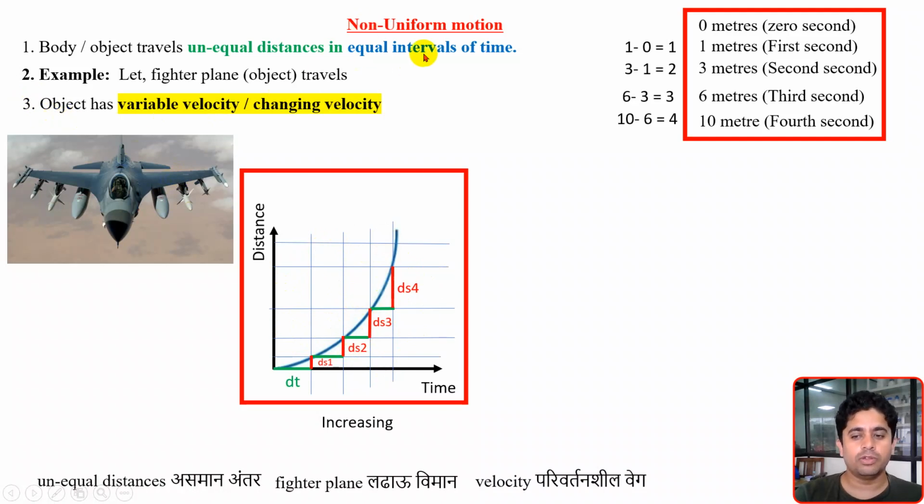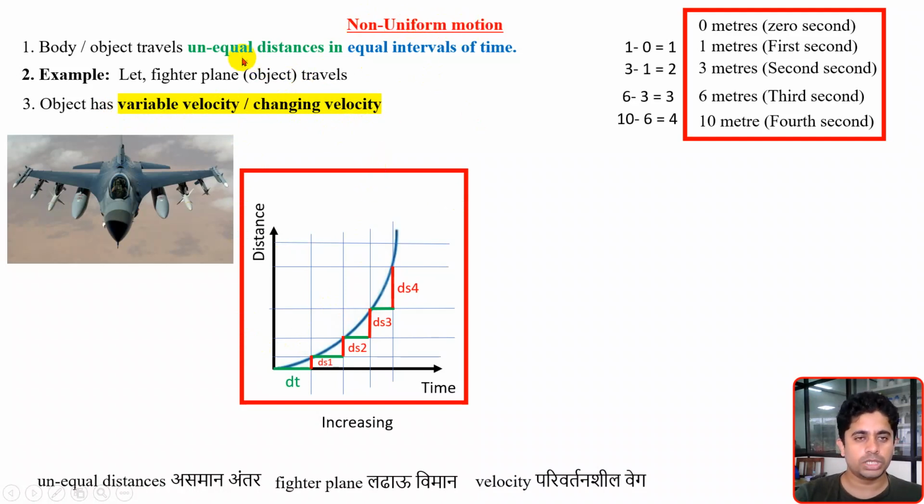One important thing about non-uniform motion is that the object has a variable or changing velocity. Here you can see 1, 2, 3, 4. Everywhere the velocity has changed because the change in displacement is not equal everywhere. The time interval is the same, but the value of ds is different for each time interval. Here it is 1, here 2, here 3, here 4. So this kind of motion, where the object has a changing velocity, we will call non-uniform motion.